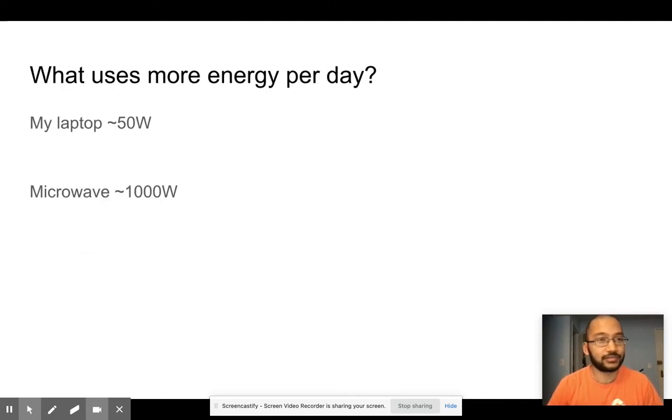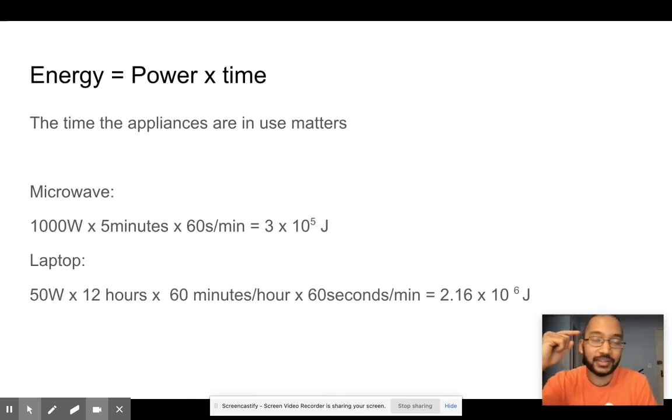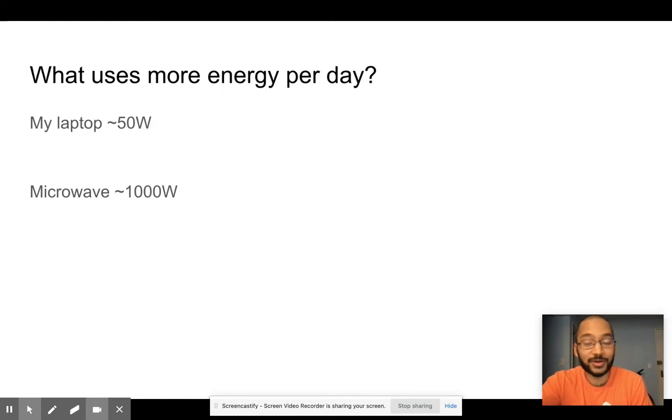Let's look at an application. What uses more energy per day? My laptop at 50 watts or microwave at 1,000 watts? Pause the video, think about it. It's kind of a trick question because you can't tell just based on the power rating. The power rating is like the rate of energy usage. But if you don't know how long it's being used for, then you can't answer that. So, going back to this, maybe I use my microwave 24 hours a day and I don't use my laptop at all.